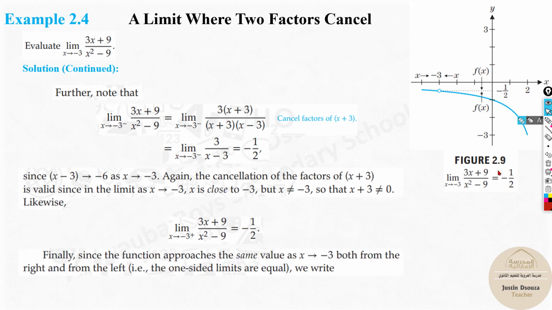But the limit as x approaches minus 3 means it is not at this exact point, but nearby that point. So that exists.